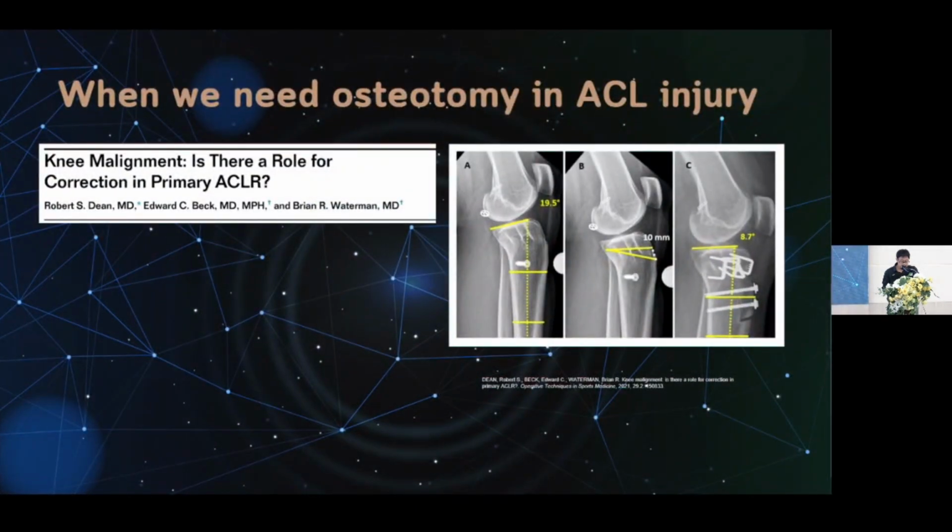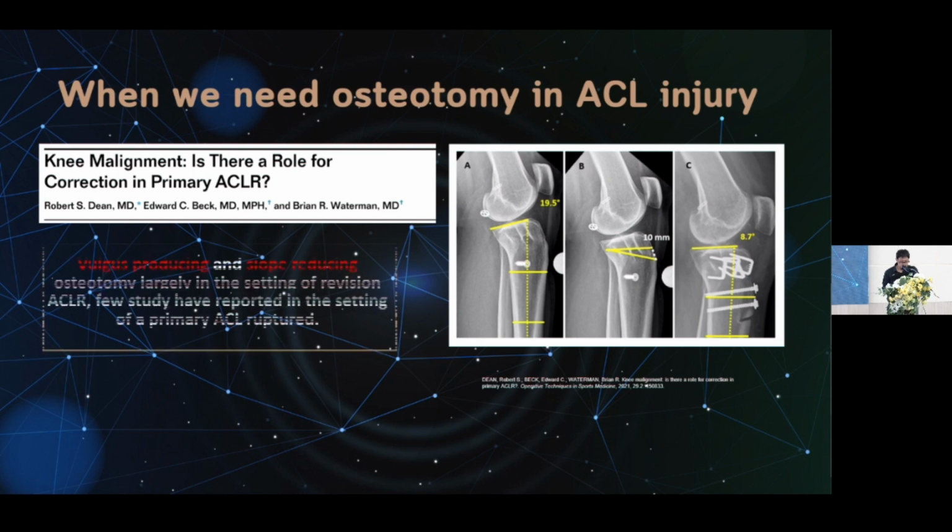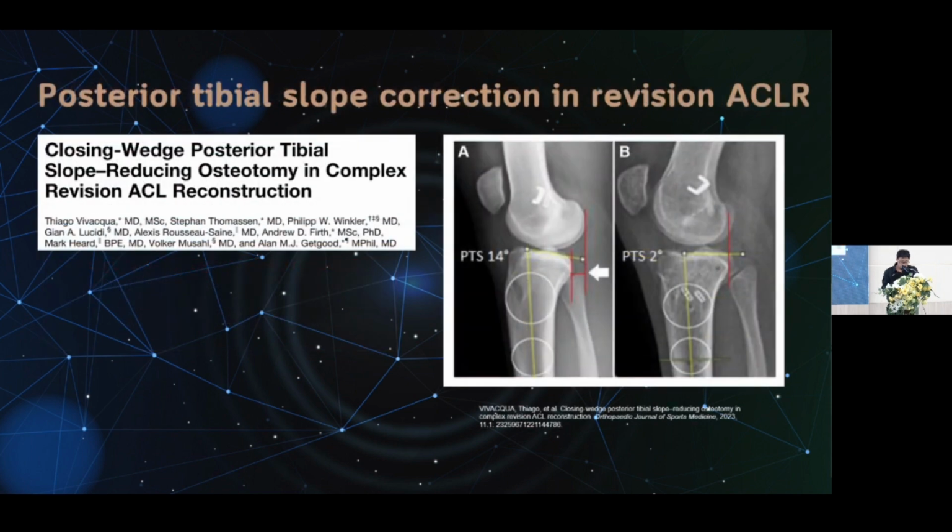Similarly, Roberts Dean explored the role of correction in primary ACL reconstruction and found that valgus-producing and slope-reducing osteotomy were more common in revision ACL reconstruction, with only a few studies conducted in primary ACL tear cases. In the case of revision ACL reconstruction, osseous alignment is a key factor in ACL graft failure.